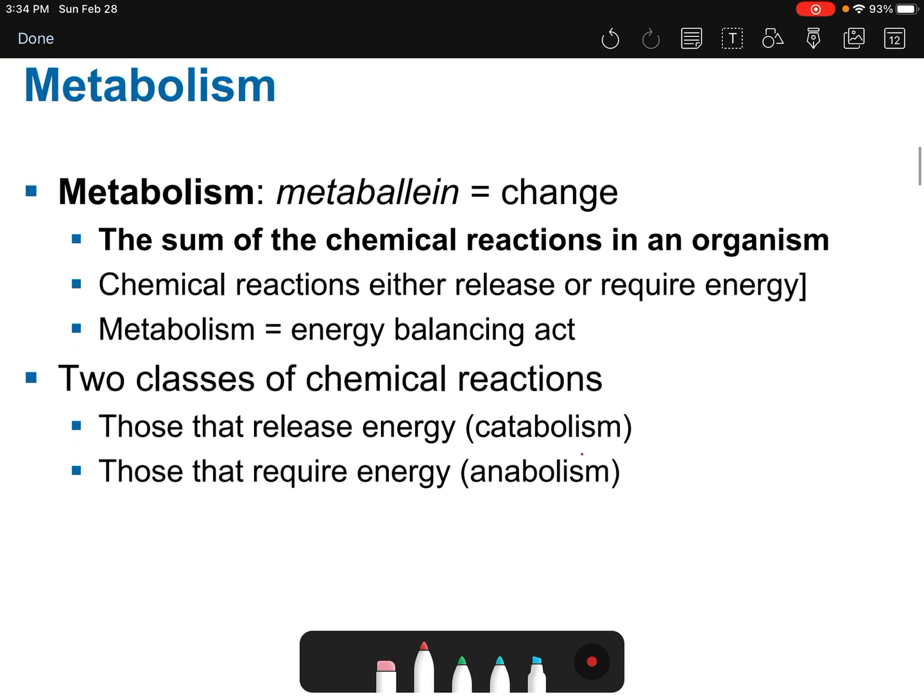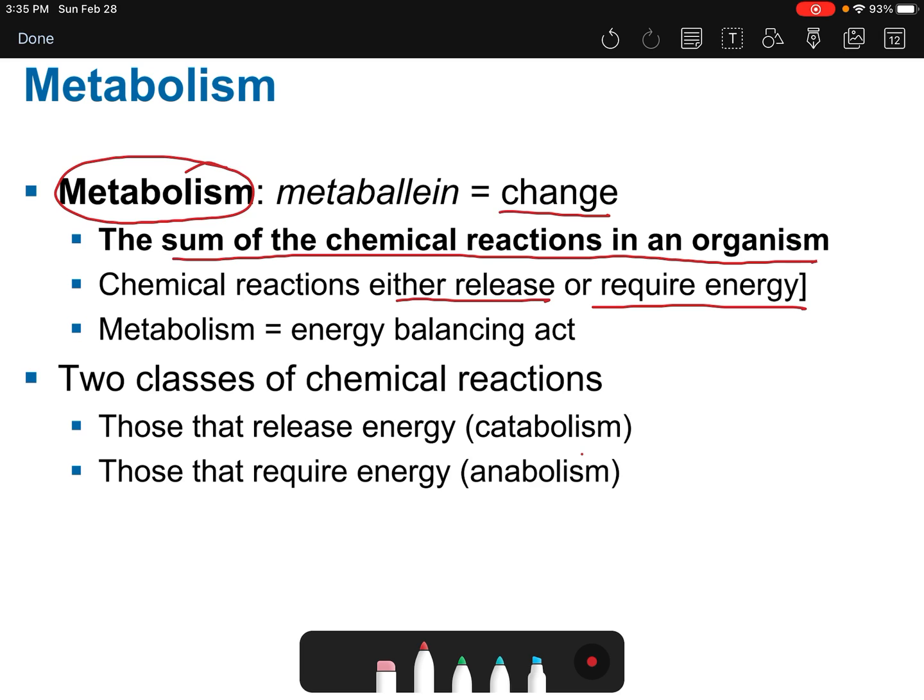Now, metabolism comes from the word metabolin, which means change. And so the two big ways we're going to be changing molecules in these reactions is we're either going to try to join together smaller molecules to make large ones, or we're going to take a large molecule and break it down into smaller ones. So the sum total of your chemical reactions in an organism is considered metabolism. And these chemical reactions will either release energy or require energy. So metabolism is really a balancing act between these two main processes.